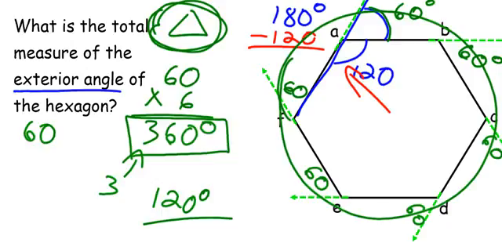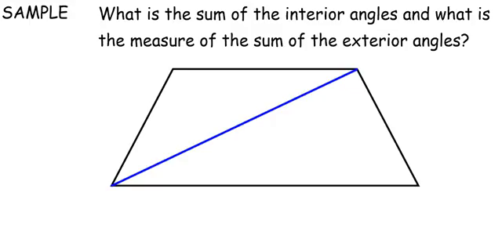Wow, neat little trick. All right, here is your sample problem then. It says, what is the sum of the interior angles and what is the measure of the sum of the exterior angles? Go ahead and work with these problems as you deal with diagonals, interior, and exterior angles.